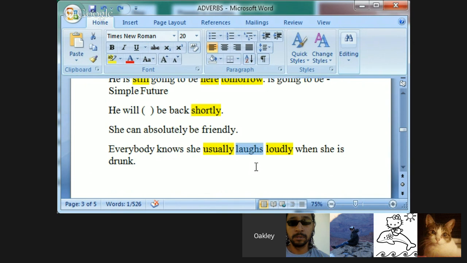She laughs usually, and at the same time, she laughs loudly, and I explain why: because she's drunk. The idea is that you want both of these yellow highlighted adverbs to work on the verb. You don't want one of them to work on the other adverb. So you cannot put them together. Very important point there.